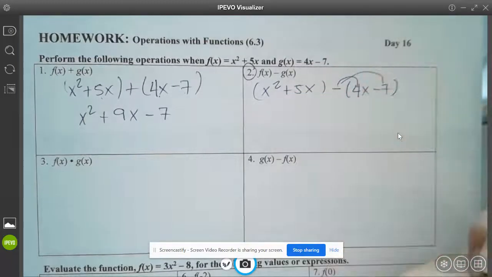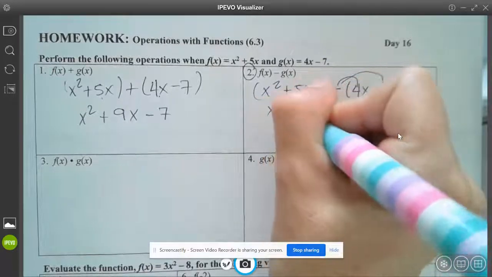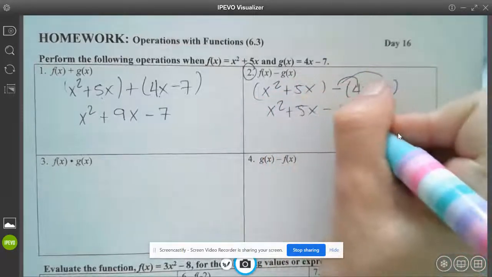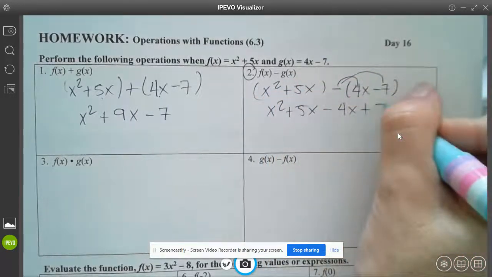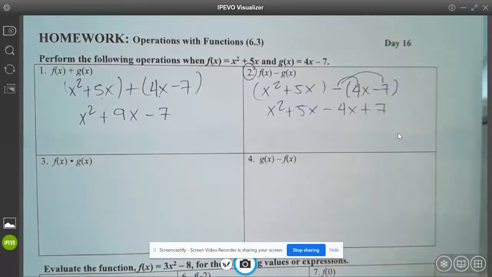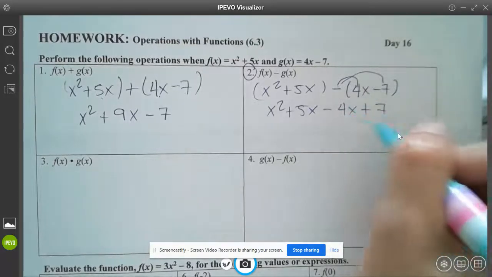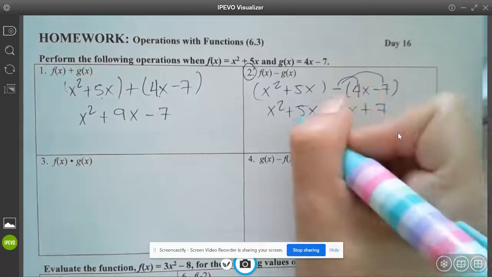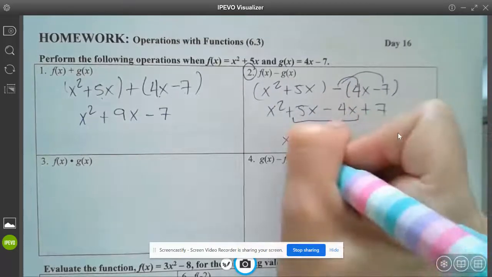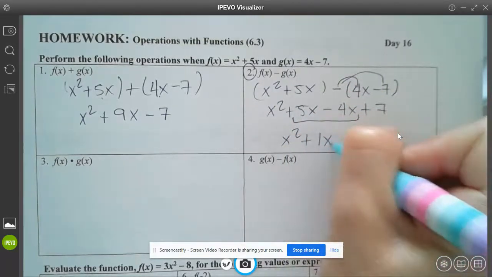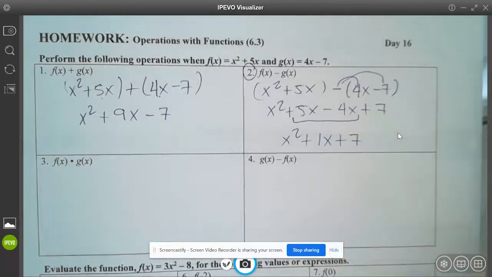So let's rewrite it without parentheses. That's x squared plus 5x, and then minus 4x, and then plus 7. So notice that we are changing the signs here. Then we combine like terms, these two. That's x squared plus 1x plus 7. And that's it. That's my answer. You just combine like terms.